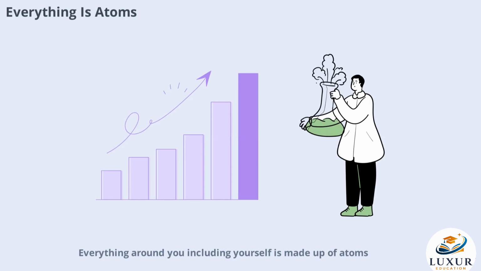Everything around you, including yourself, is made up of atoms. Atoms are the tiny building blocks that make up all matter in the universe. They're so small that millions of them could fit on the head of a pin. Atoms themselves are made up of even smaller parts: a central core called the nucleus, which contains protons and neutrons, and a cloud of electrons that whiz around the nucleus.